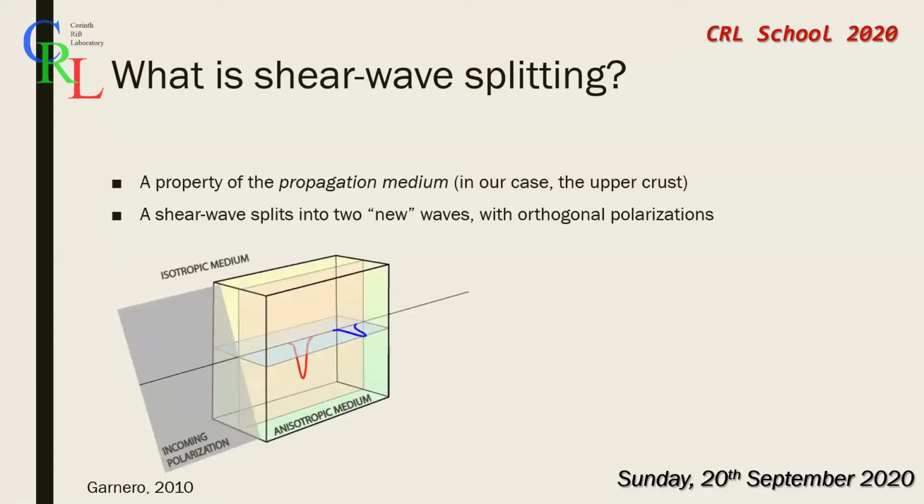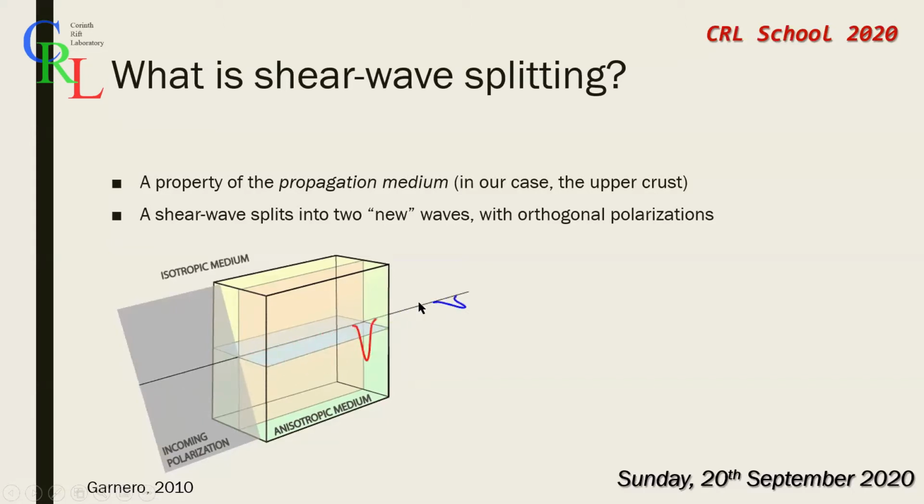To understand better, you can see in this picture that we have an initial shear wave here in an isotropic medium. It enters into the anisotropic medium and it splits into two different waves which travel with different velocities. So you can see here in this, let's say, cube, that there are two waves, which are orthogonally polarized. When they exit the anisotropic medium, they keep this split.